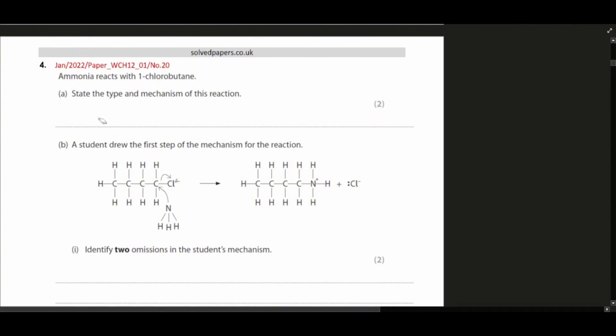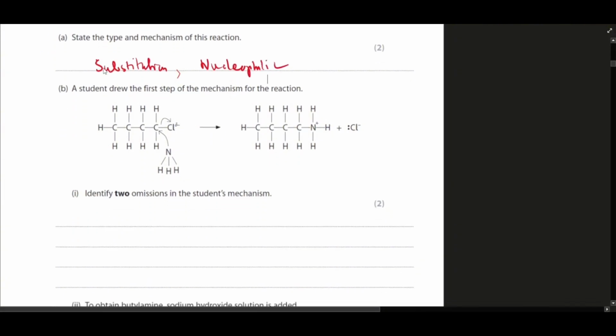Type of the reaction is what? Substitution or nucleophilic? Substitution. And the mechanism is nucleophilic, considering a nucleophile is used, right? Who is the nucleophile here? Obviously this one.